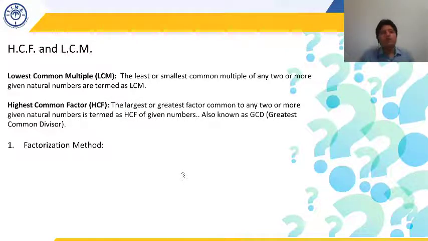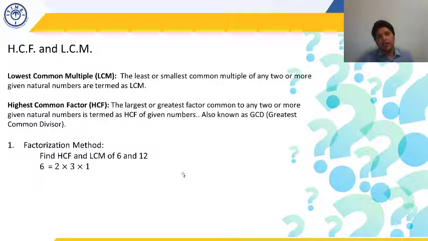So how to find out HCF and LCM? There are two methods to calculate HCF and LCM of the given numbers. First method is the factorization method. So let's see the factorization method. Suppose we need to find out the HCF and LCM of 6 and 12 by using the factorization method. So what we will do first, we will factorize 6 and 12. Prime factorization we have studied in the last class.